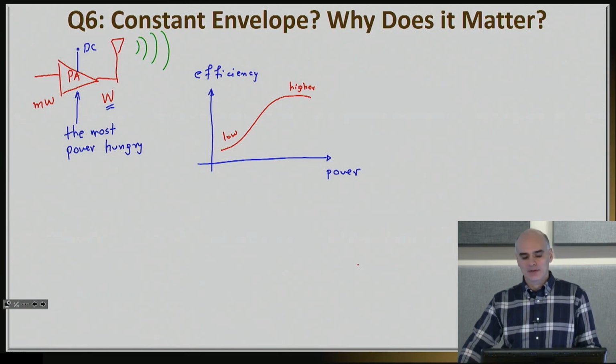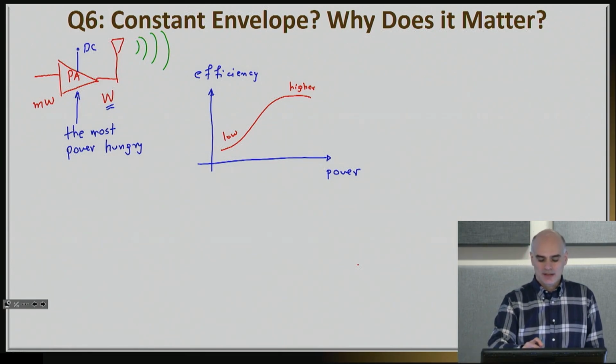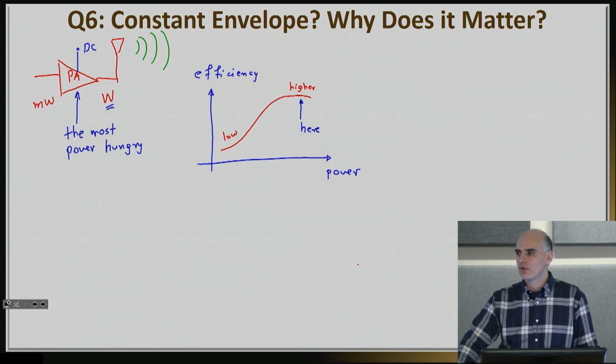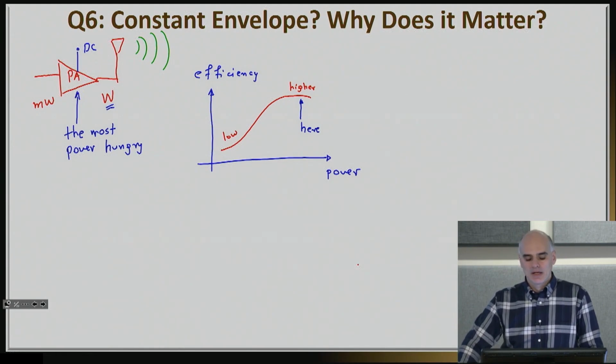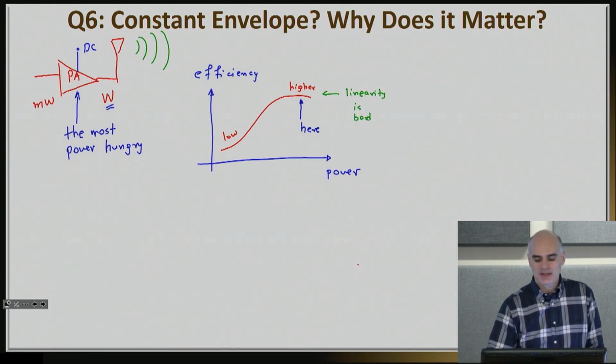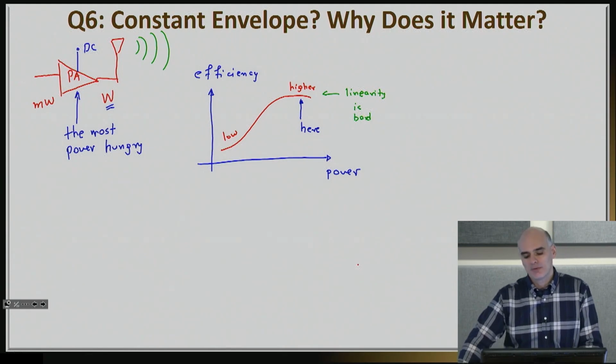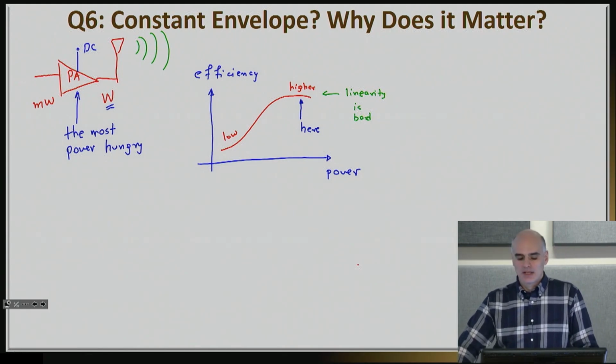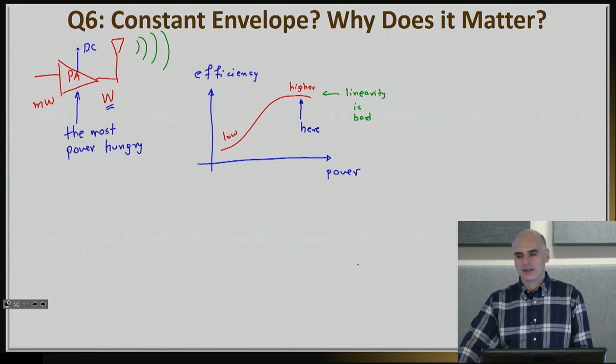So it is actually to our advantage to always transmit here. We always want to utilize this region because that will save the most amount of power in your transmitter. But the problem is that when you're transmitting at a very high power, your linearity suffers. So you have this fundamental trade-off: you want high efficiency, but you might have to accept bad linearity. Bad linearity means that you're altering your spectrum.